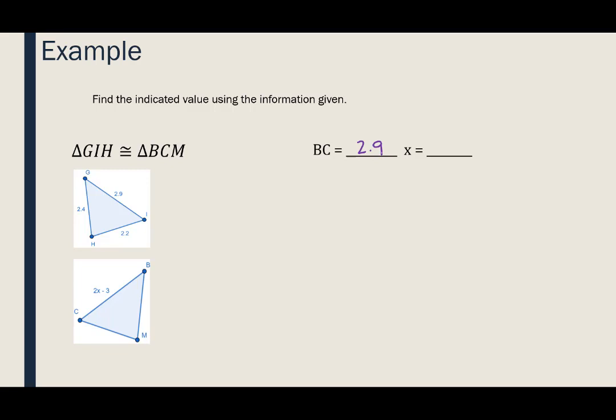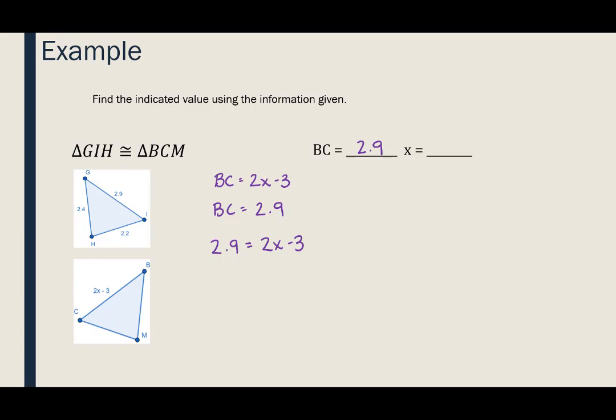Now we need to solve for x. Well, x is in my second polygon, BCM. And I see that he is on the segment BC, representing that BC is 2x minus 3. So I know BC is 2x minus 3, but in our congruent statement, we also said BC is 2.9. Well, now I can just set them equal. 2.9 equals 2x minus 3, a simple substitution.